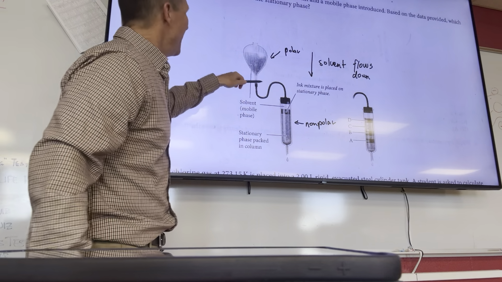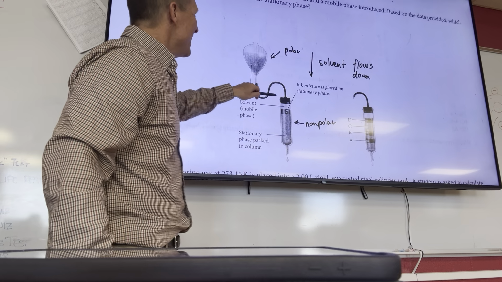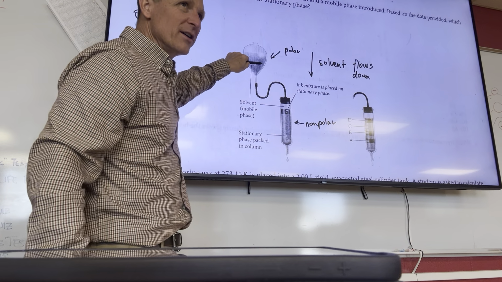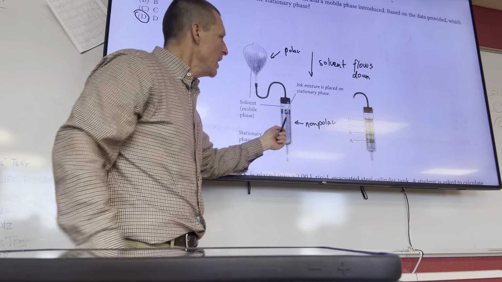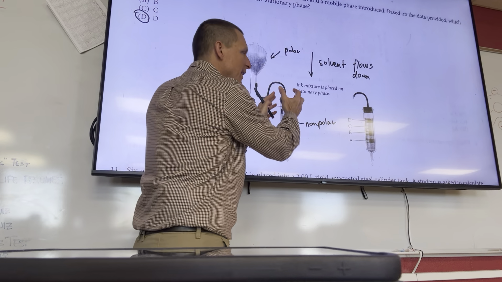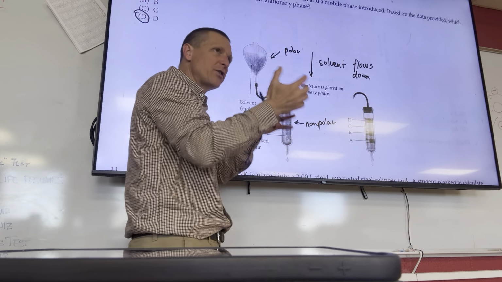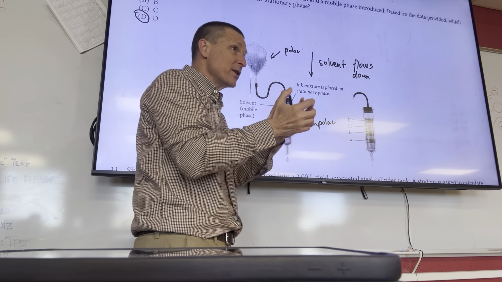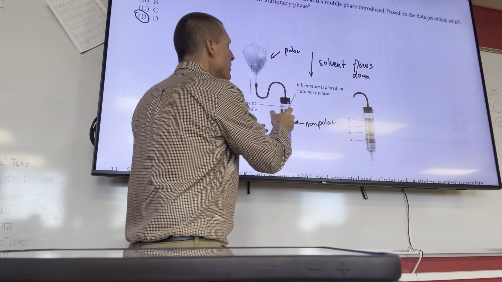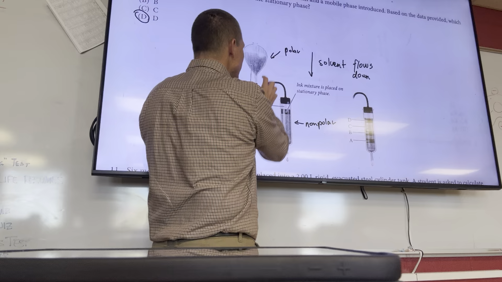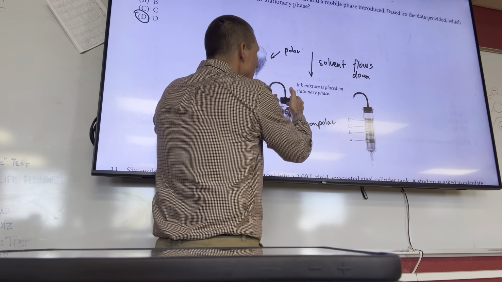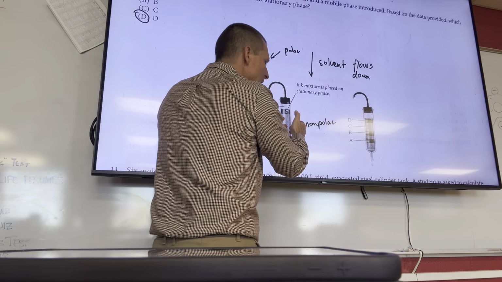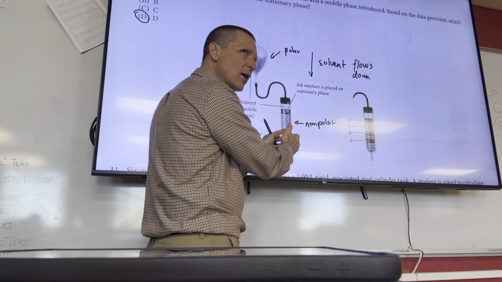Remember, this is polar. If any of the components of the ink are polar, the solvent will carry them, will grab onto them. They're attracted to each other because polar attracts polar. Polar does not attract nonpolar. So the polar things will be attached onto the solvent and attracted to it, and the solvent will drag the polar things down the column with it.